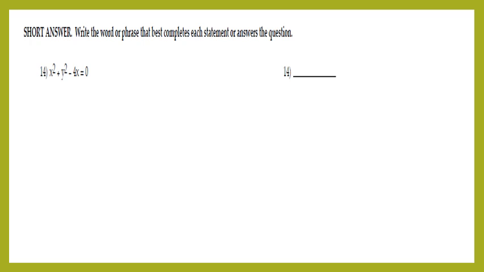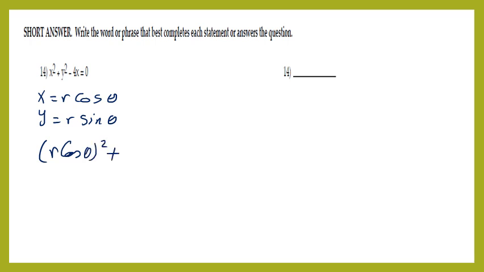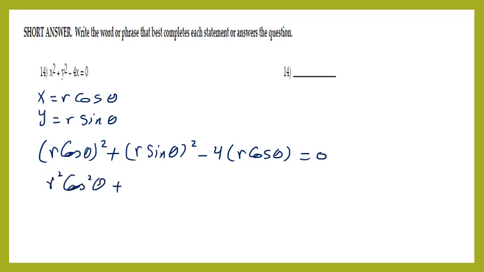Regarding another question, I'm going to form the equation in polar and x squared. As we said, x is equal to r cosine the angle, and y is equal to r sine the angle. So x squared is r cosine theta all squared plus r squared sine squared theta, sorry, minus 4 multiplied by r cosine theta is equal to 0. So this one is r squared cosine squared theta plus r squared sine squared theta minus 4r cosine theta.